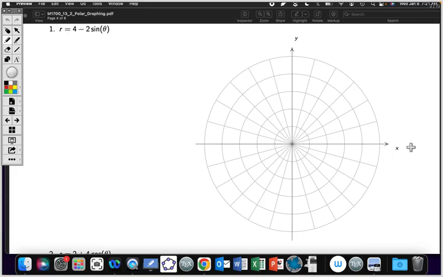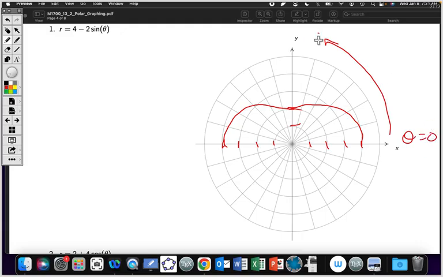So we started out at 4. We came into 2. So I'm just going to recreate this here like that. And then we went back out to 4. So like that. So that was from theta equals 0 to theta equals pi over 2 to theta equals pi.